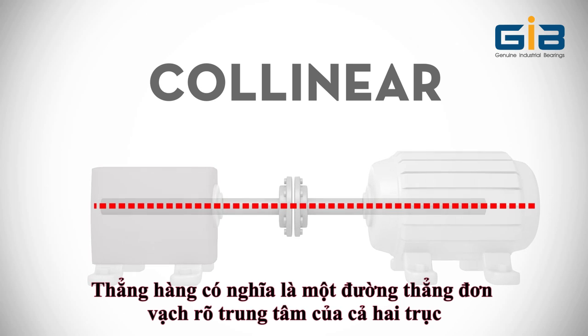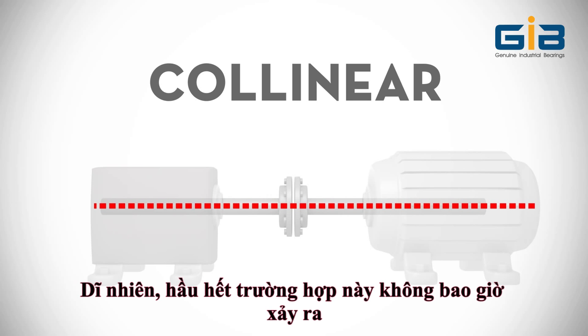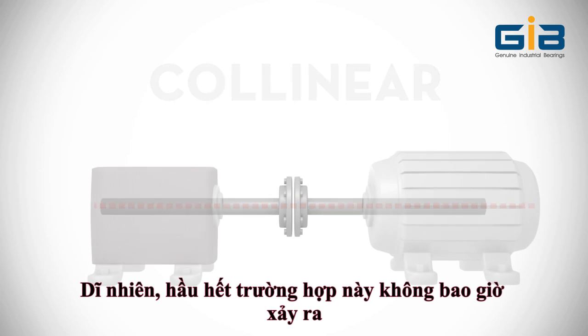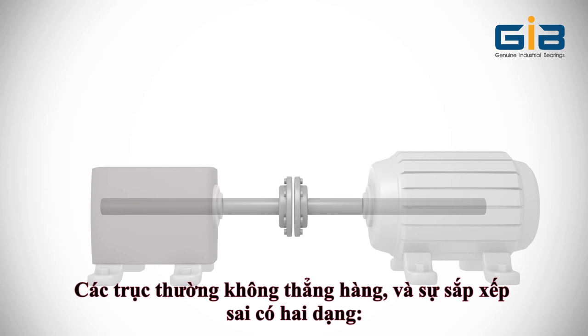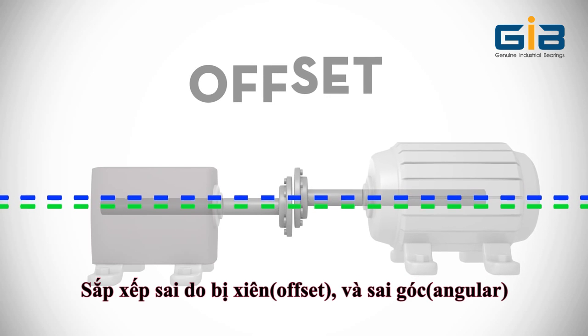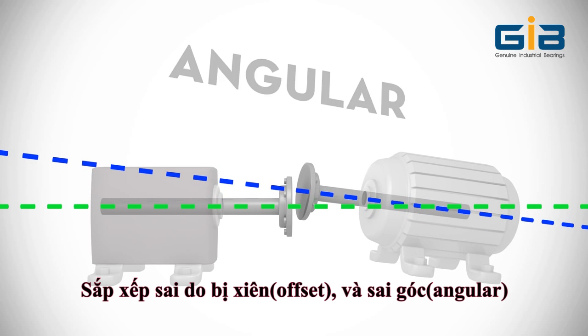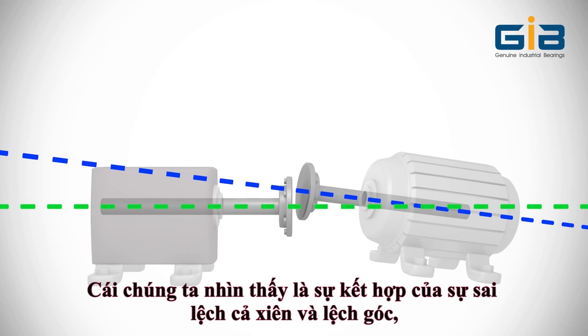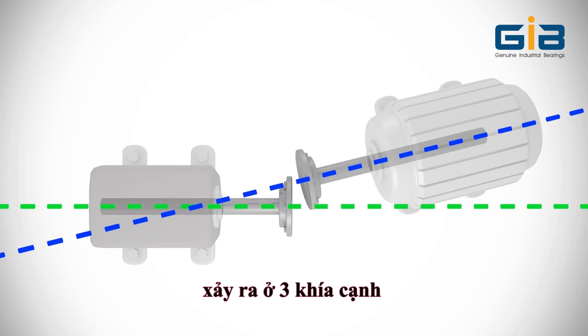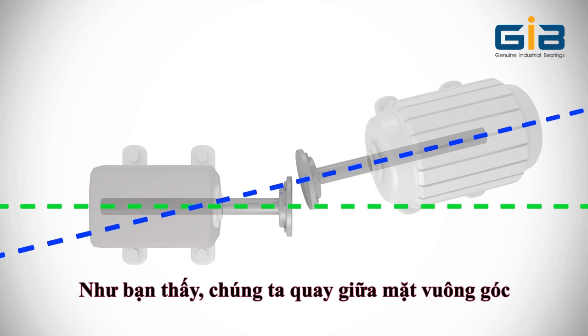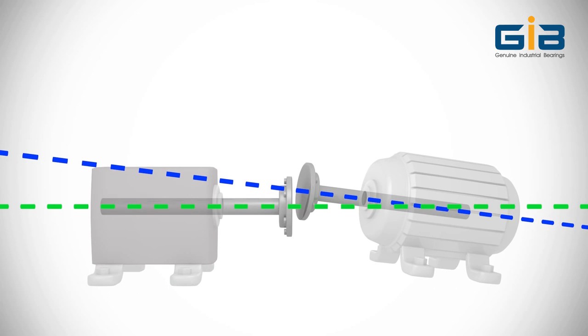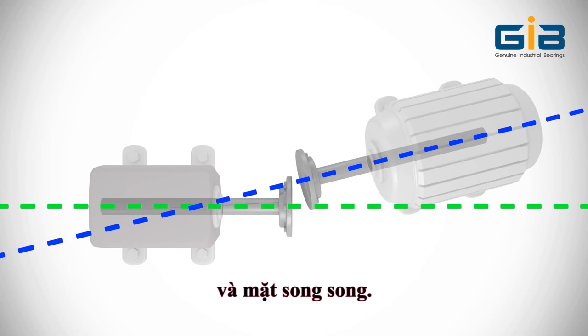Collinear means that a single straight line will define the center of both shafts. Of course, this is almost never the case in the field. Shafts are usually out of alignment, with the misalignment taking two forms: offset misalignment and angular misalignment. What we usually see in the field is a combination of both offset and angular misalignment, occurring in three dimensions, as you can see here as we rotate between the vertical plane and the horizontal plane.